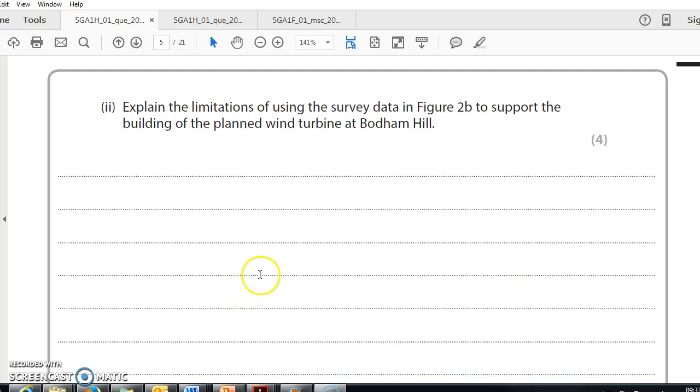So part 2, explain the limitations of using the survey data. Well, we could be looking at what groups are involved in the survey. We could be looking at how big the survey is or the date of the survey. Let's go to it and see what they've got.